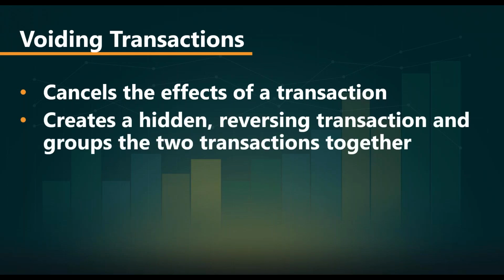In the background, so we're not going to see it actually on the site, when you cancel that transaction, it's going to create a hidden reversing transaction and group those two transactions together. Basically, this was the transaction itself, and this is us correcting it by canceling it out. And it cannot be undone. So you do want to use caution when voiding any sort of transaction. If it affects some sort of beginning balance, then maybe journal entries is the way to go.